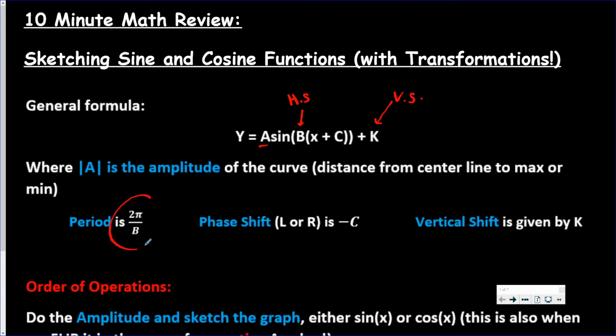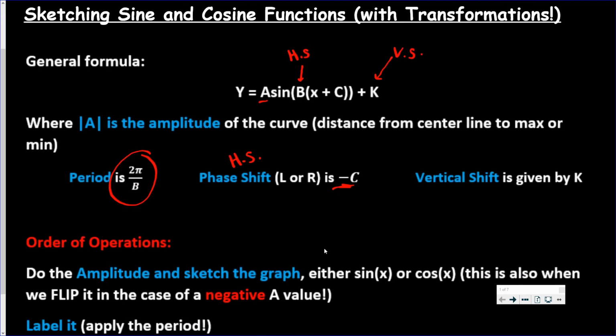So period is still 2 pi over b, and then our horizontal shift, sometimes referred to as a phase shift, so left or right, is negative c, so we're switching the sign there, and then our vertical shift here is given by k. Now, what does our order of operations look like?